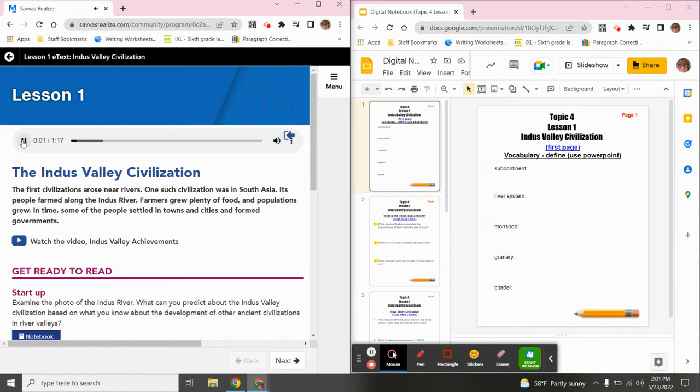Lesson 1. The Indus Valley Civilization. The first civilizations arose near rivers. One such civilization was in South Asia. Its people farmed along the Indus River. Farmers grew plenty of food and populations grew. In time, some of the people settled in towns and cities and formed governments.